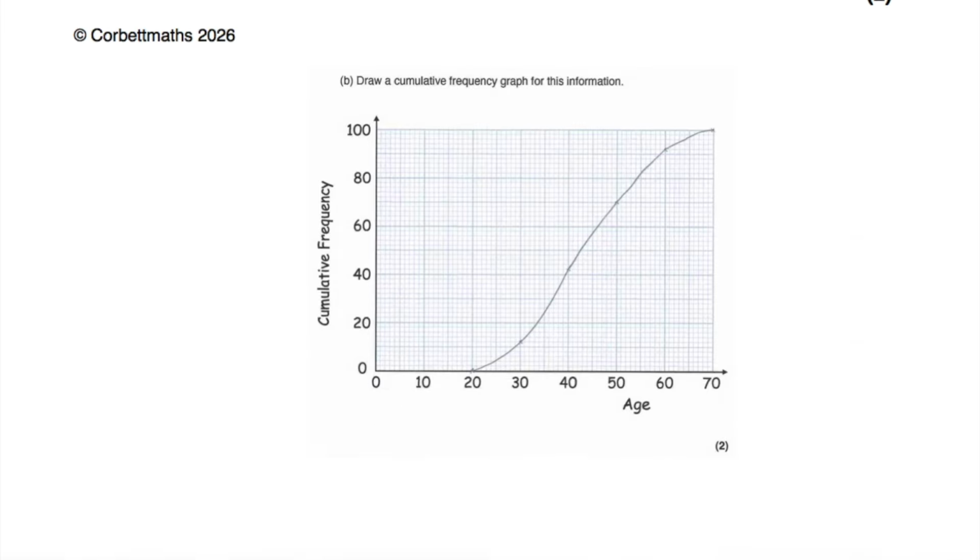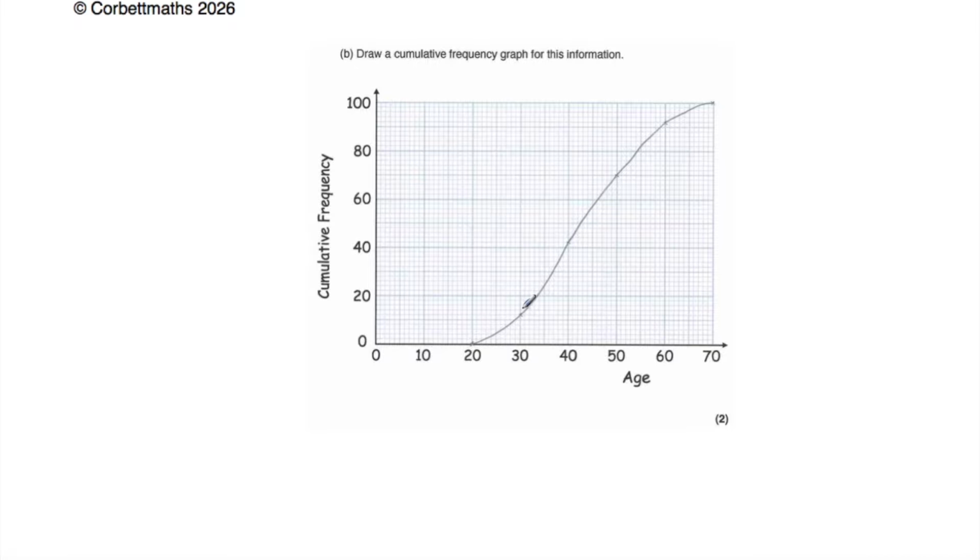So if I go on down, this is what I've done in the mark scheme. So whenever you go into Corbettmaths and look at the mark scheme, that's the answer. And that's it. So we plotted each of the points at the end of the categories and we've done a nice smooth curve through them. And that's the cumulative frequency graph.